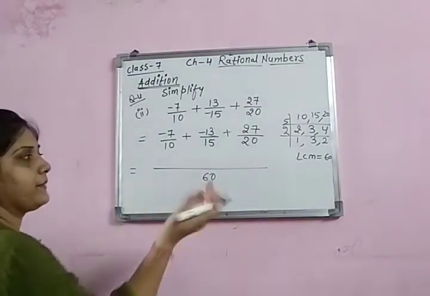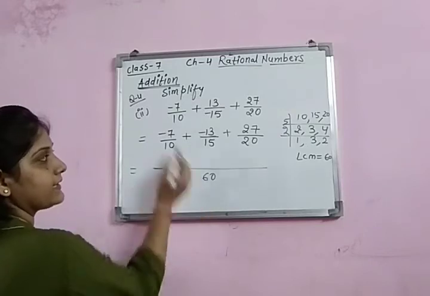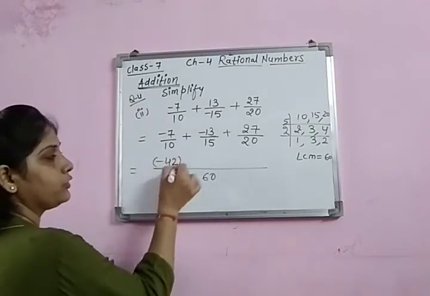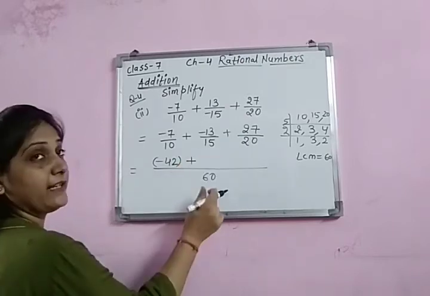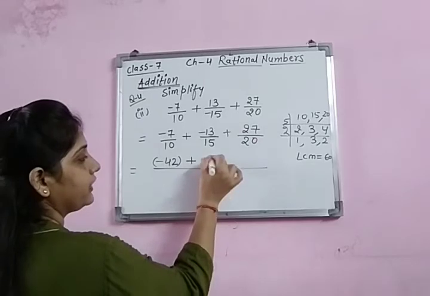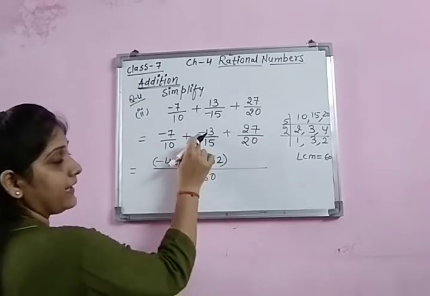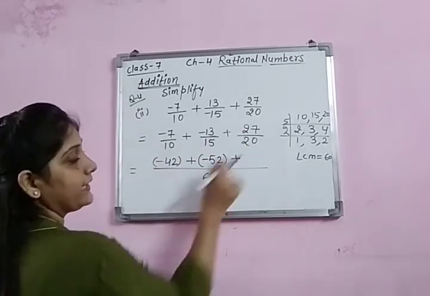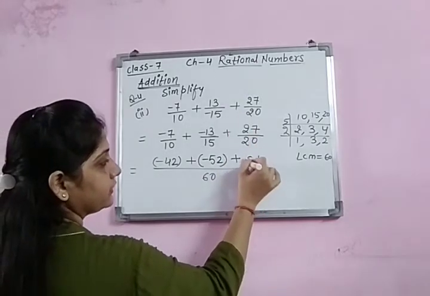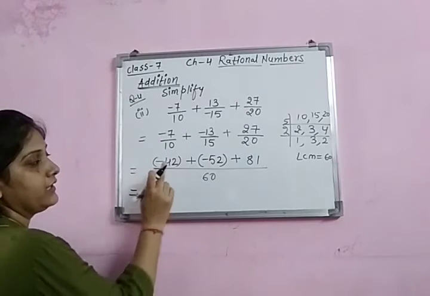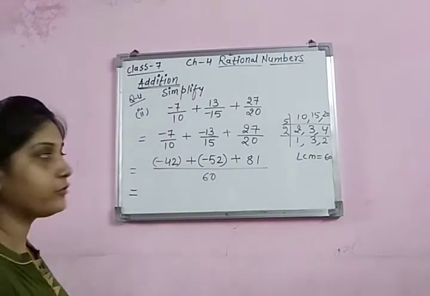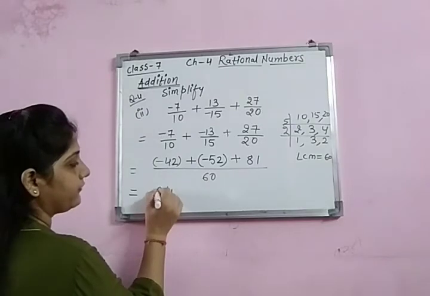Now divide, the same process as before. 10 into 6 is 60, and 6 sevens are 42. Negative 42, use a bracket. 15 into 4 is 60, so 4 times 13 is 52, with a negative sign because it is minus 13. 20 into 3 is 60, so 3 multiplied with 27. 27 threes are 81. Now again solve the first and second numbers first. Both are negative, so we have to add: 42 plus 52, 4 plus 5 is 9.